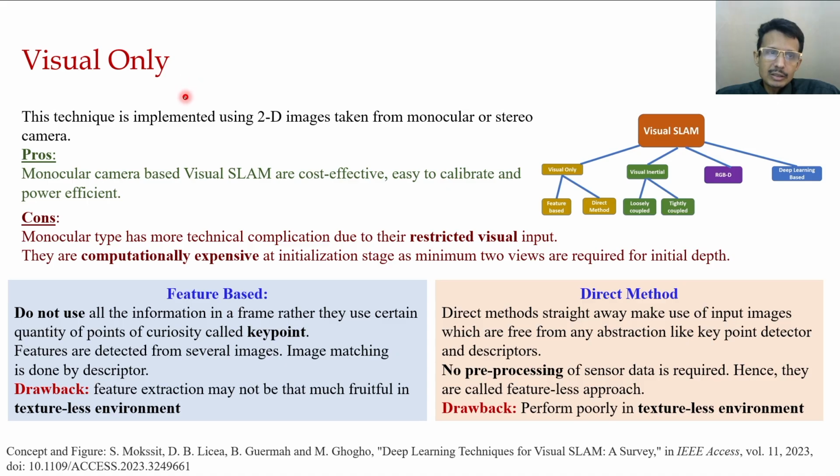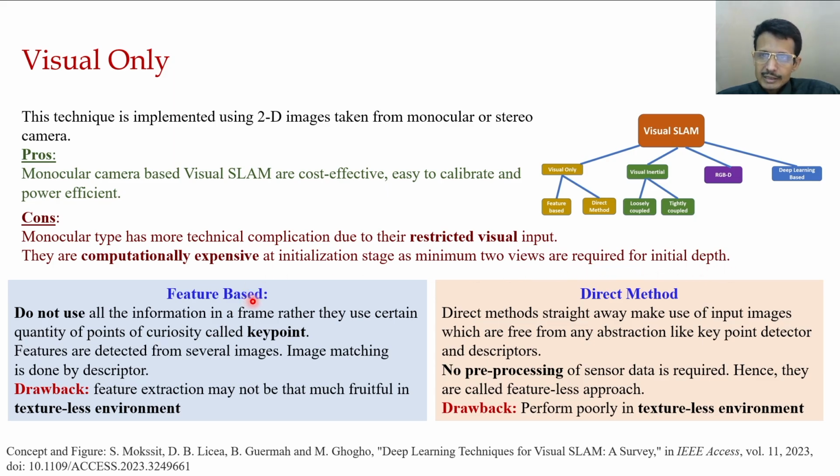Now in visual only methods, this technique is implemented using 2D images taken from a monocular or stereo camera. What is the advantage? Monocular camera based visual SLAM is cost effective, easy to calibrate, and power efficient. The problem with this monocular type is that it has more technical complications due to the restricted visual input, and it is computationally expensive at the initialization stage, as a minimum of 2 views are required for initial depth.